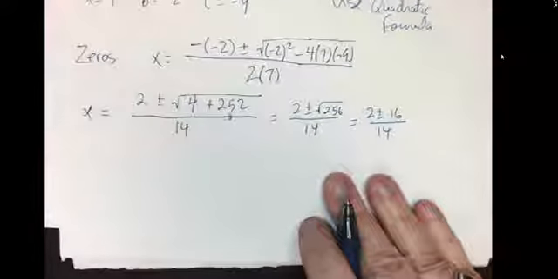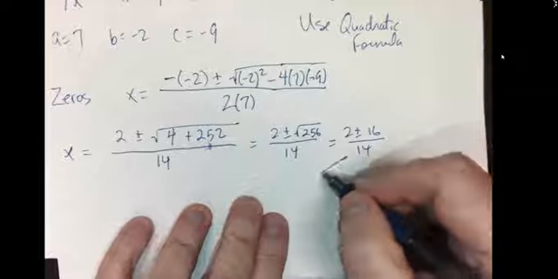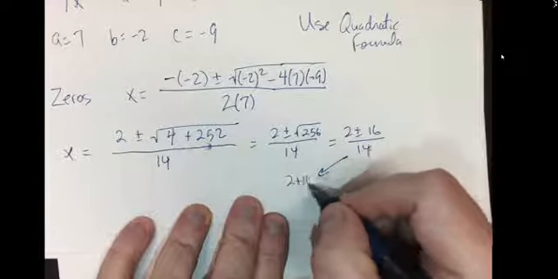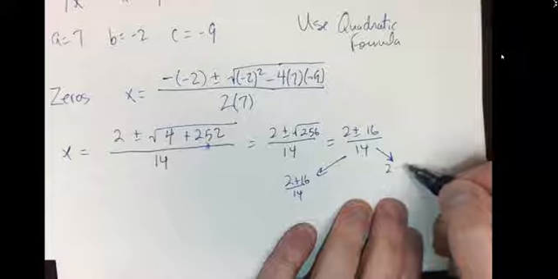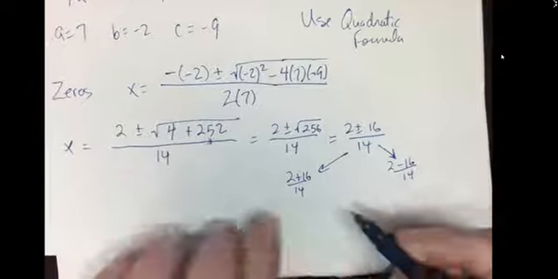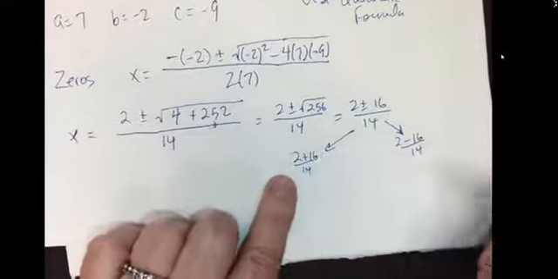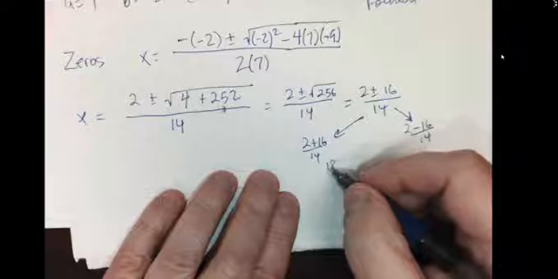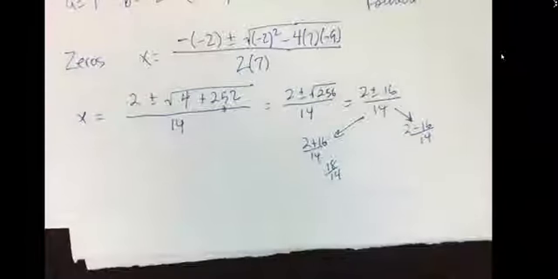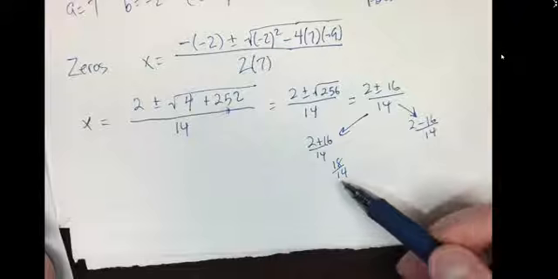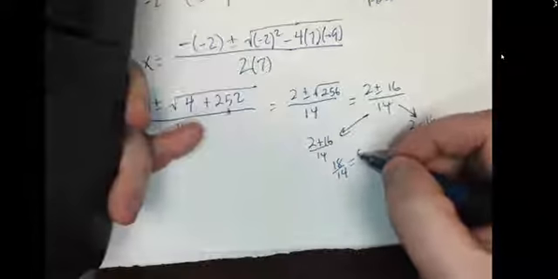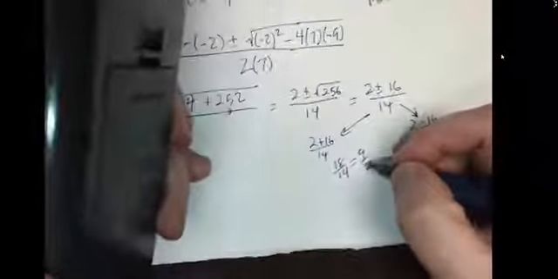So I have two possibilities. One is if I use the plus sign, and the other is if I use the negative sign. So this will give me 18 over 14. And 18 is 9 times 2, 14 is 7 times 2, so that's going to be 9 sevenths.